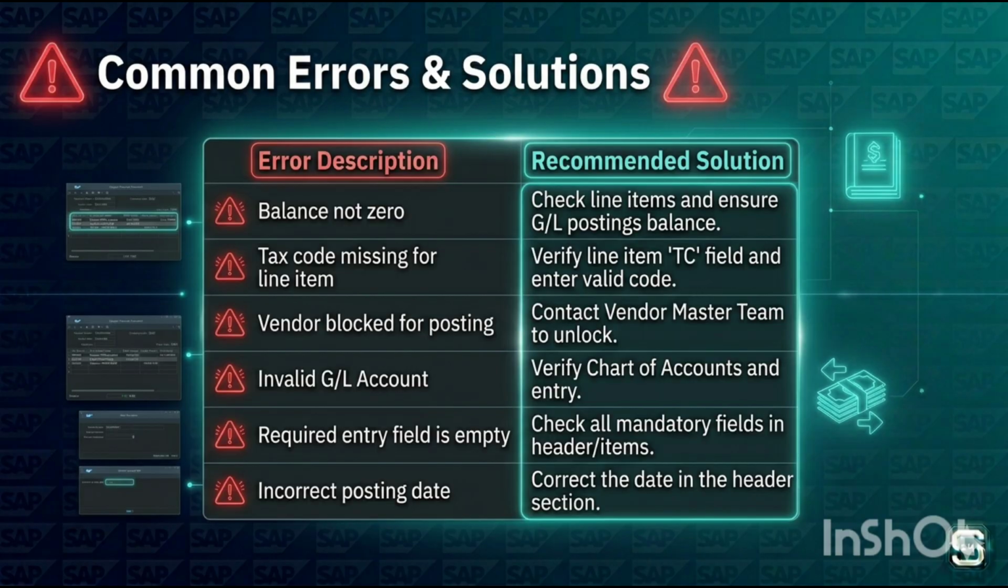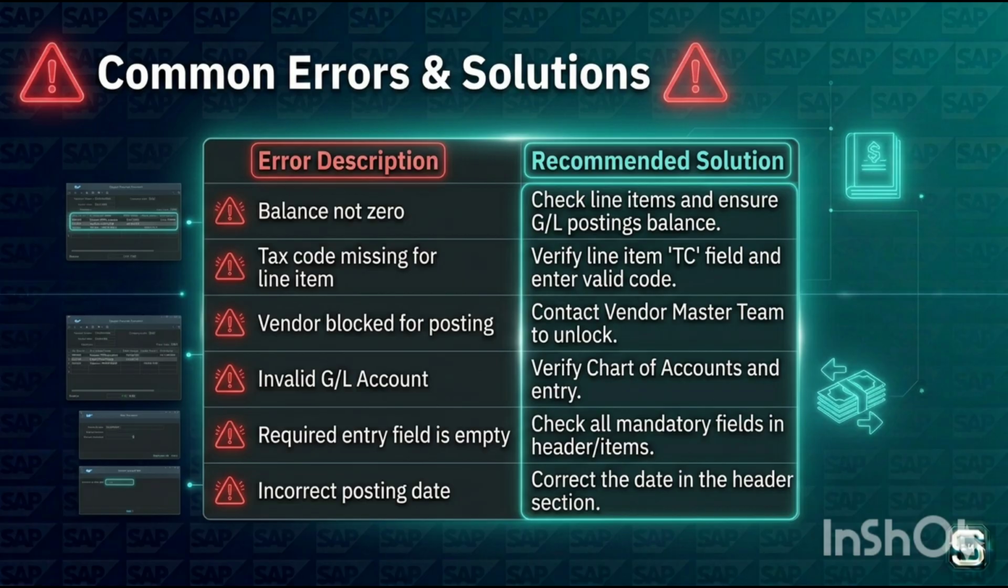So now we will discuss some common errors in FB60 and their solutions. So number 1, balance not 0. This is a common error. It means header and line items don't match. So in this case, correct the amount. Check line items and ensure the GL posting balance. Tax code missing. Assign proper tax code.